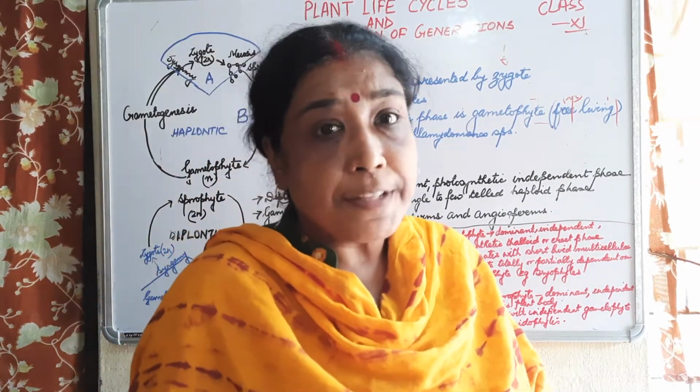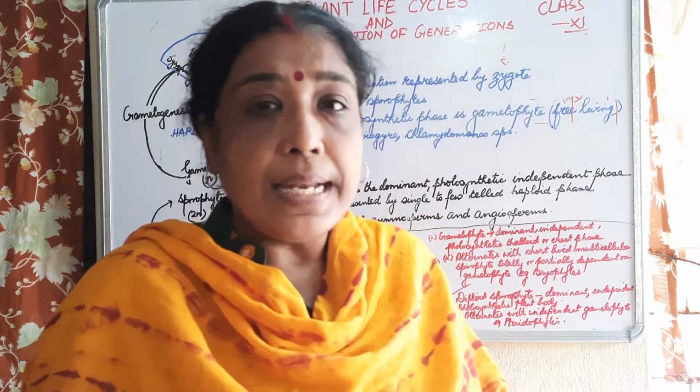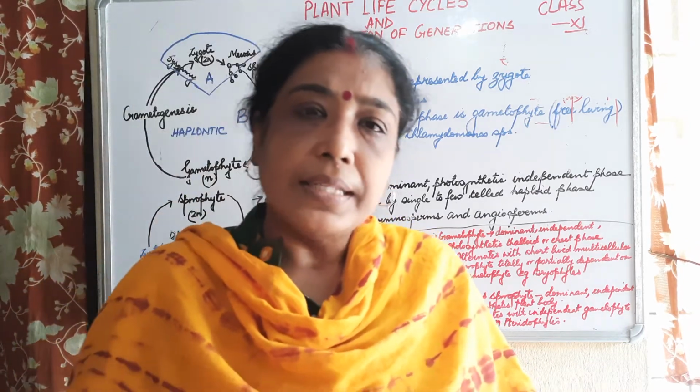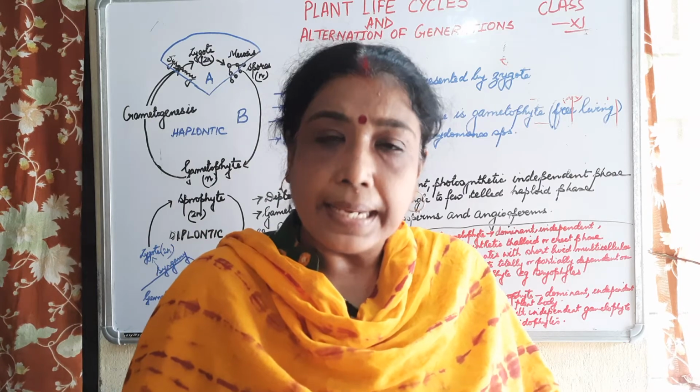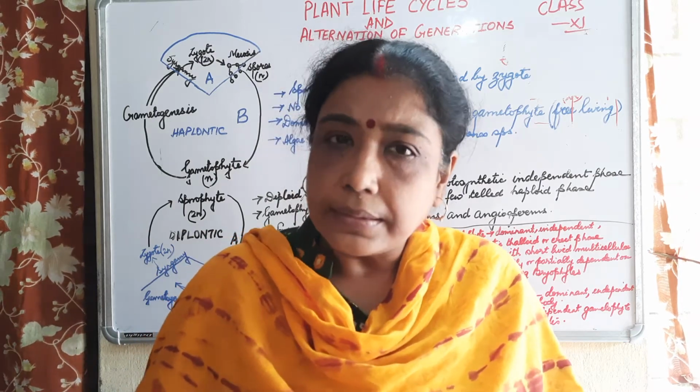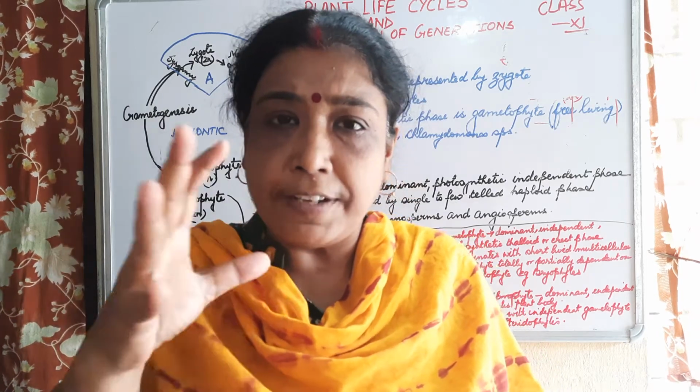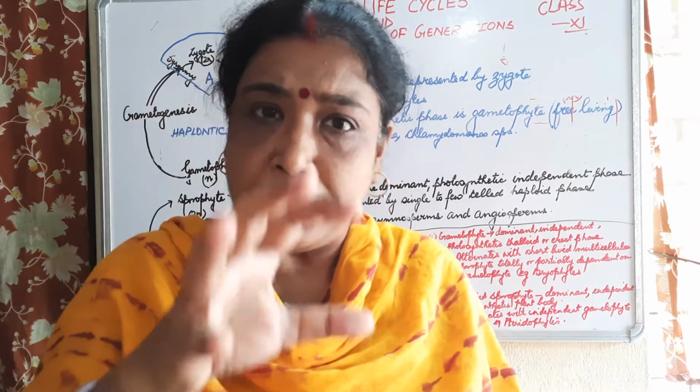So today, without wasting much time, let us start the life cycle. There are three types of life cycle, children. First is the haplontic, second is diplontic, and the third one is haplodiplontic. From the name itself, children, you will remember that haplontic means the dominant phase is the haploid phase.